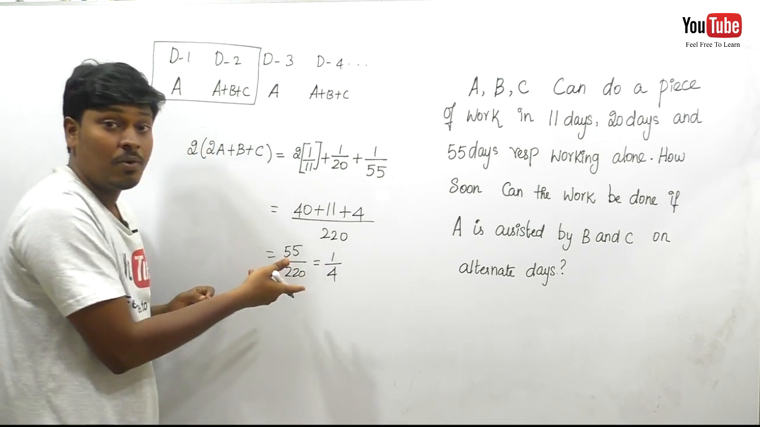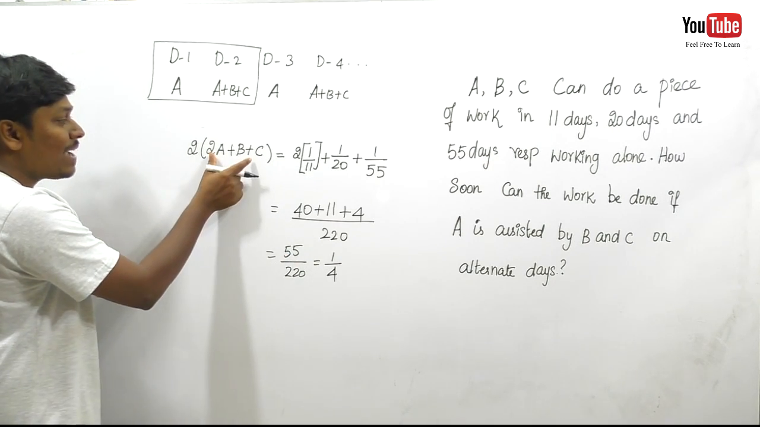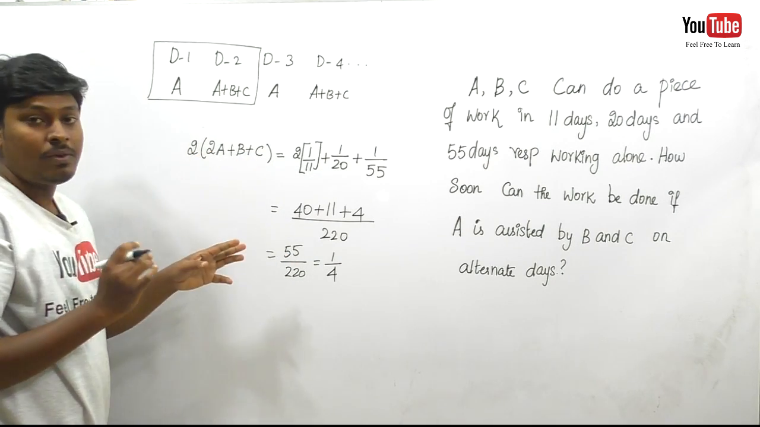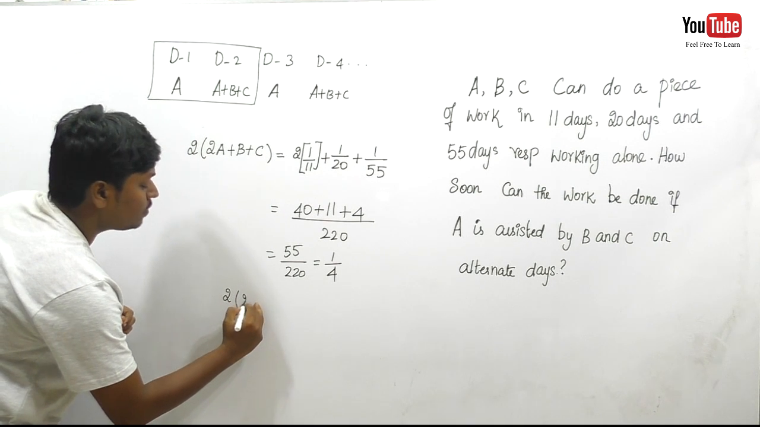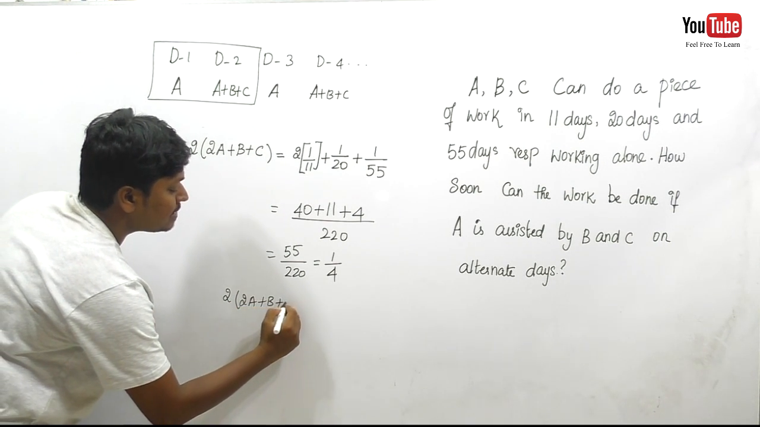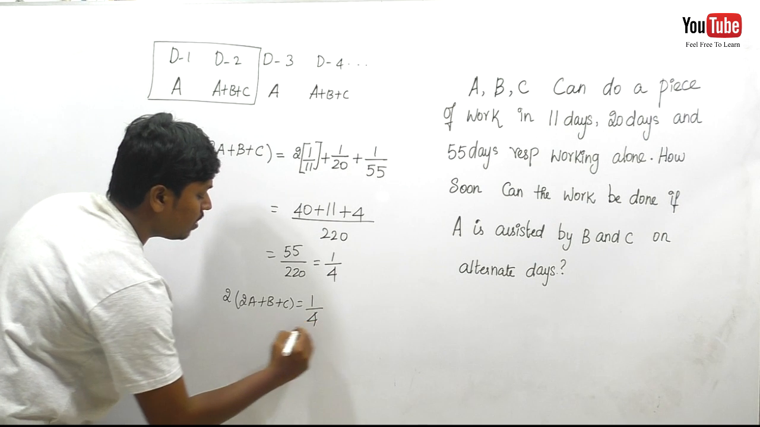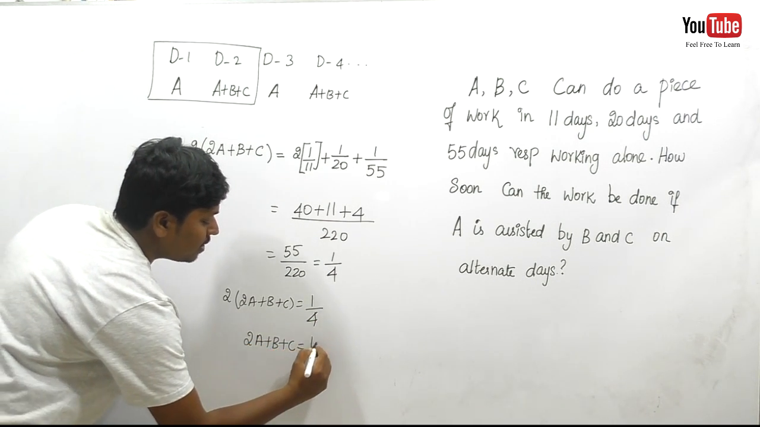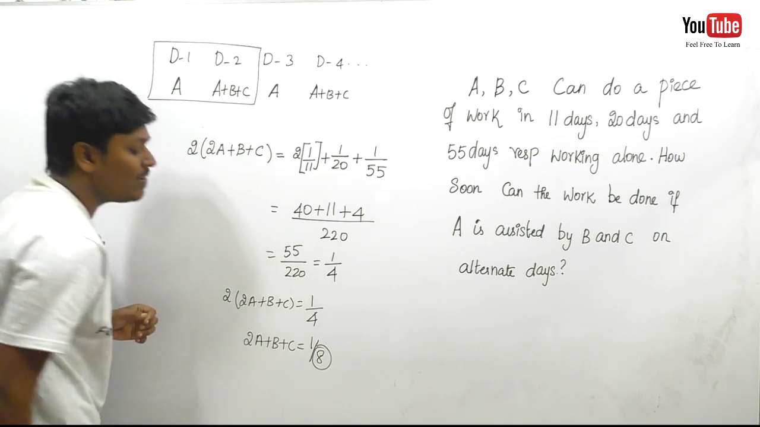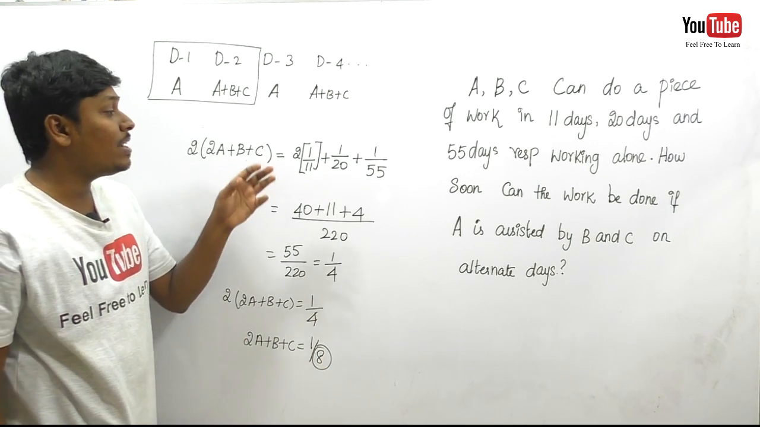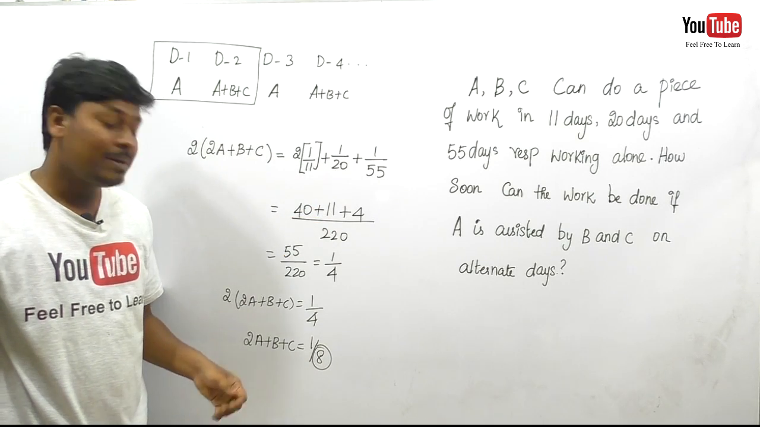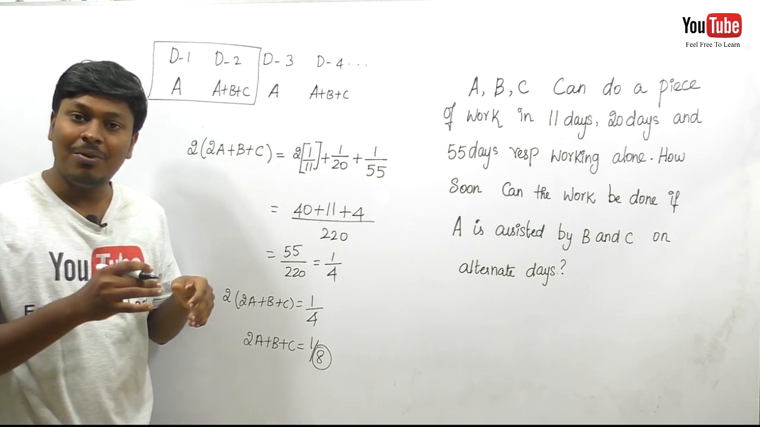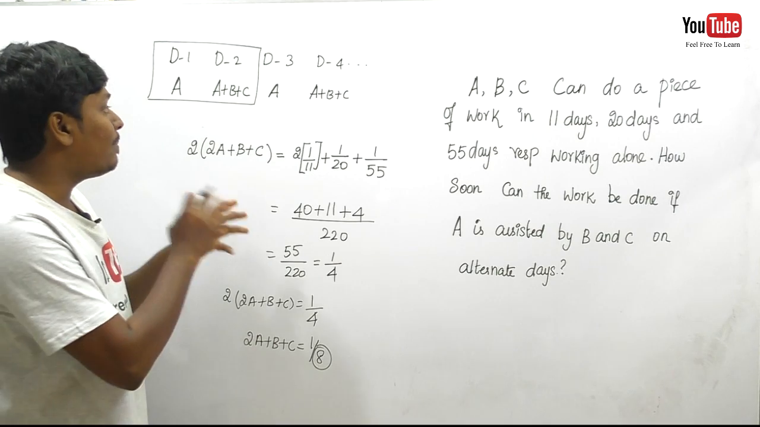Don't put the answer as 4 days, right? Listen carefully, friends. We have calculated 2A plus B plus C will be 4 days. So we need to write 2 of 2A plus B plus C, which we calculated is 1 by 4. So finally 2A plus B plus C is equal to 1 by 8. So finally we got the answer as 8. So according to this concept, the work gets completed in 8 days. Friends, I hope everyone has understood this methodology to solve.